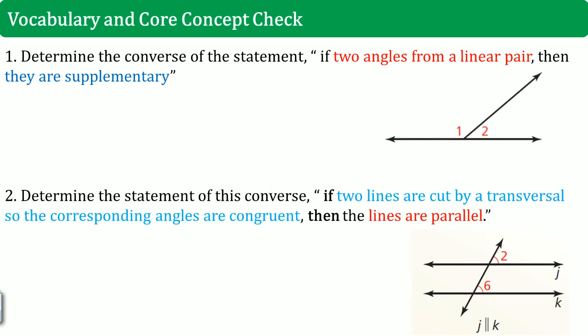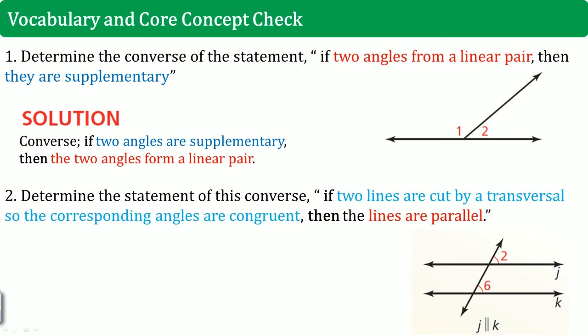So the vocab and the core concept check. The first is to determine the converse. Then number 2 is for you to write the statement based on that converse. Number 1, the statement is if two angles form a linear pair, then they are supplementary. The converse of that would be if two angles are supplementary, then the two angles form a linear pair.